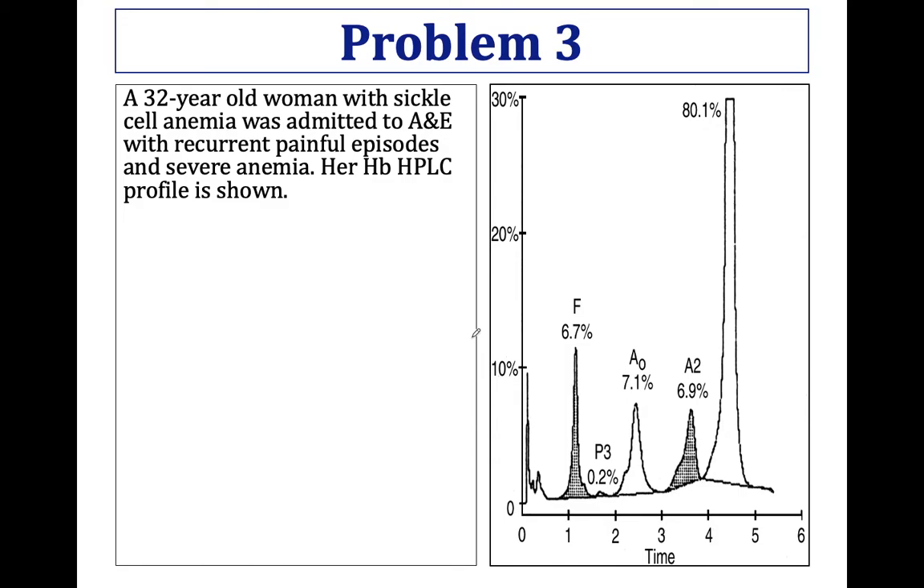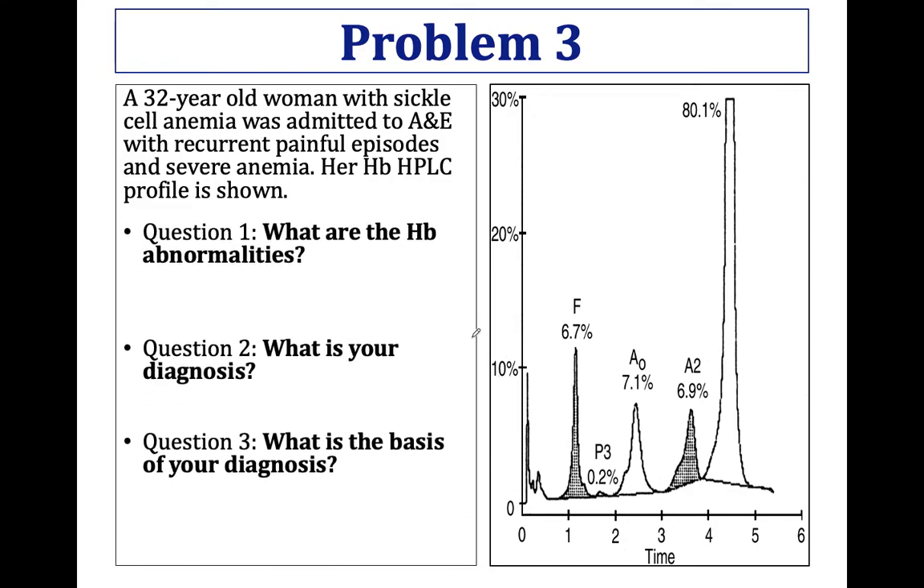A 32-year-old woman with sickle cell anemia was admitted to the A&E with recurrent painful episodes and severe anemia. This hemoglobin profile will show this. What are the hemoglobin abnormalities? You can see here F is high, and A0, which is A1, the same A, is very low. And A2 is a little bit high.